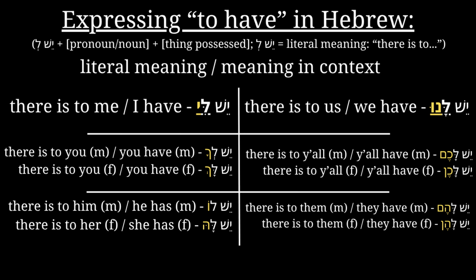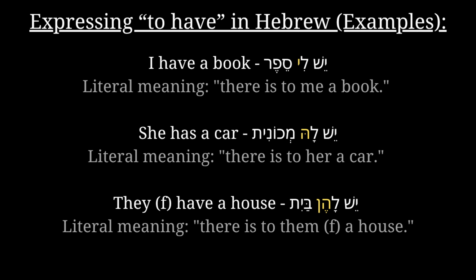After learning how to form to have, we can practice by making sentences like I have a book. Yesh li sefer. The literal meaning is there is to me a book. She has a car. Yesh la mechonit. The literal meaning is there is to her a car.